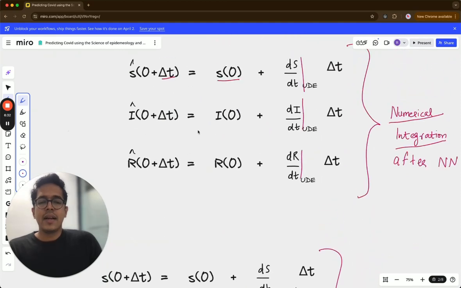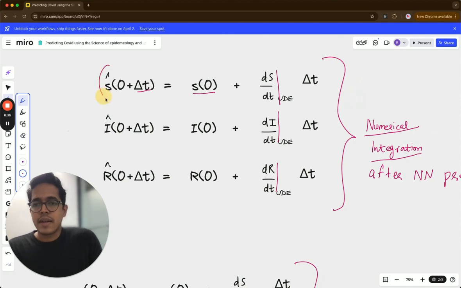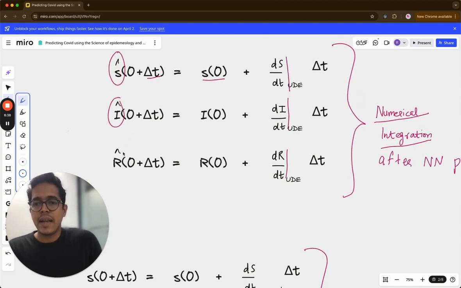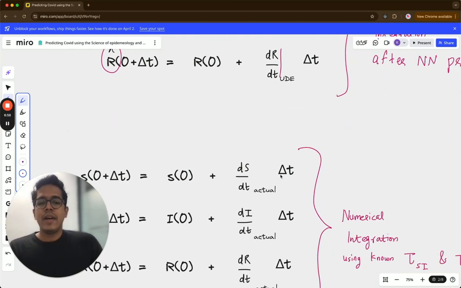Now, how do we know if these predictions are good or not? These are predicted values of S, I, and R at a new time point, right? So we don't know how good these predictions are. So to train the neural network, we have to compare these numbers with a ground truth and then modify the weights of the neural network based on how far away these predictions S cap, I cap, and R cap are from the actual values. So now, what are the actual values?